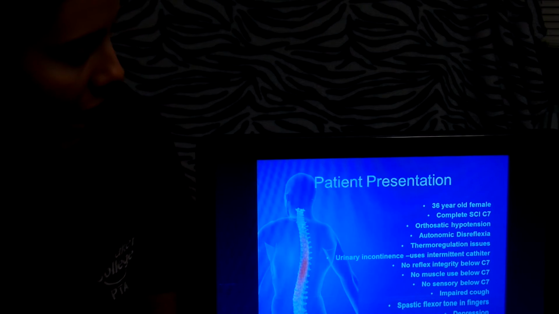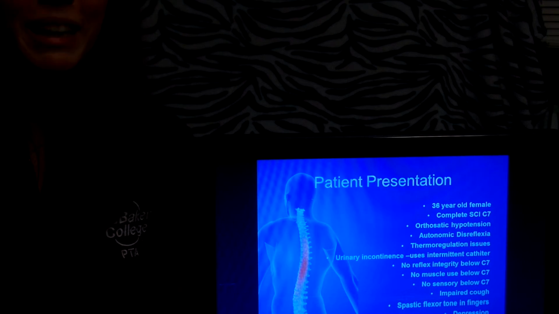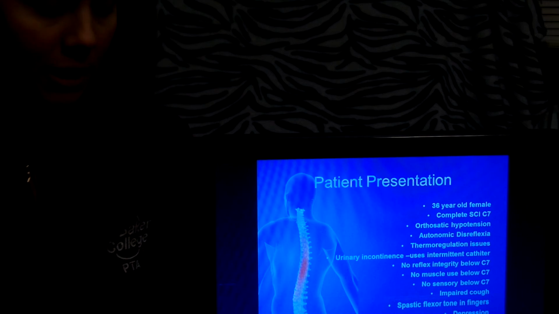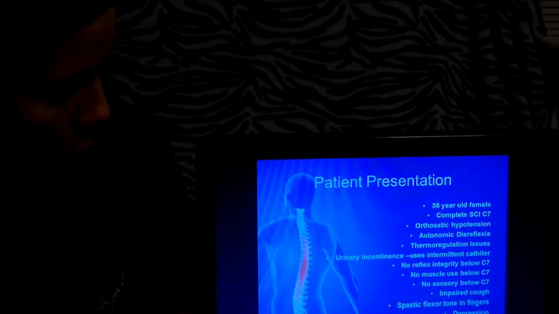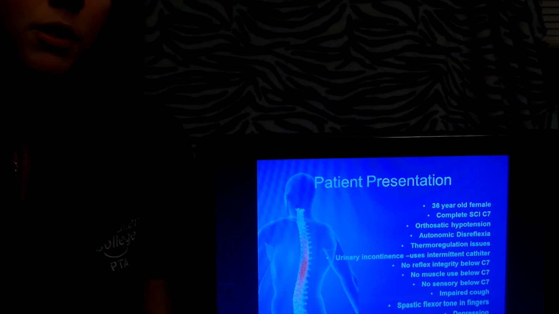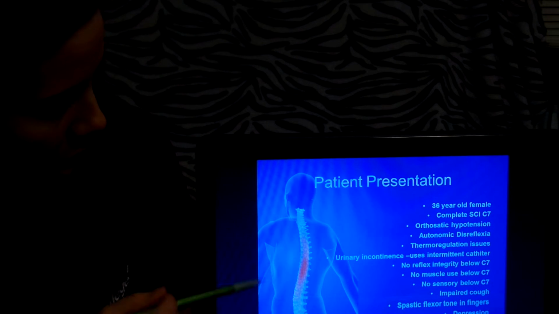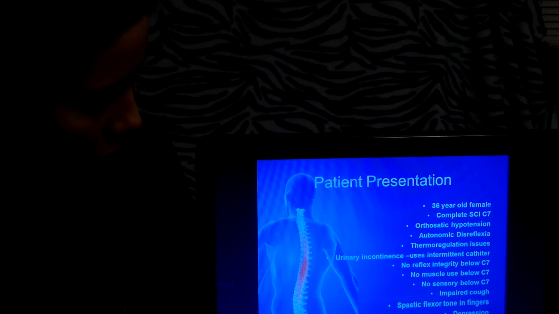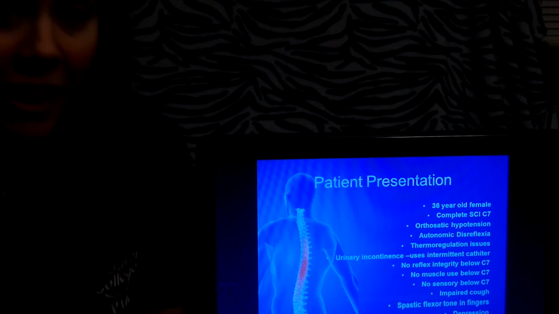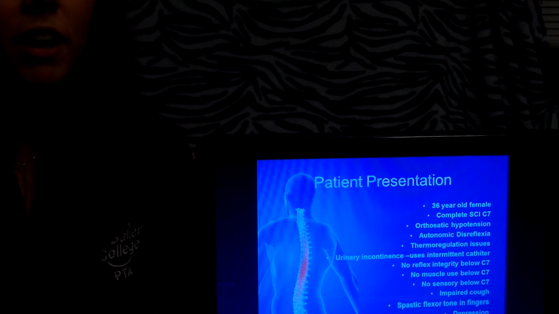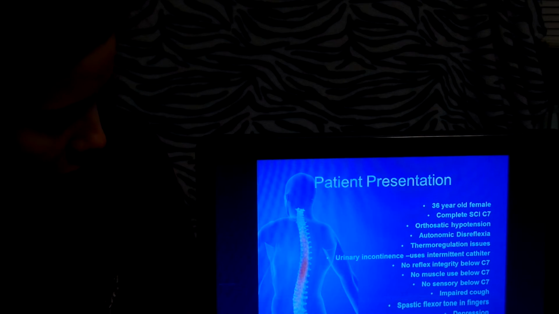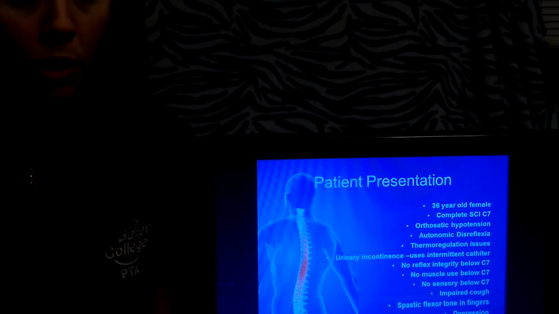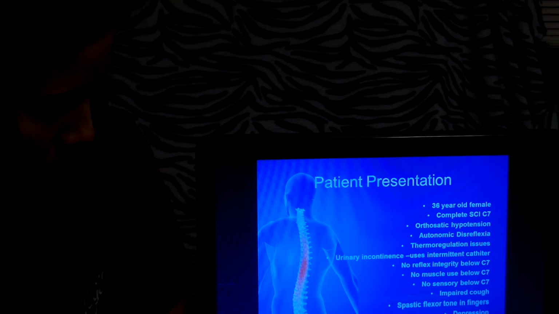My patient is a 36-year-old female with a complete C7 spinal cord injury that she sustained from a motor vehicle accident. She presents with a few different things. She has orthostatic hypotension. She has autonomic dysreflexia, thermal regulation issues. She has urinary incontinence and sometimes uses intermittent catheterization. She has no reflex integrity below C7. She also has no sensory or motor below the level of C7 as well.